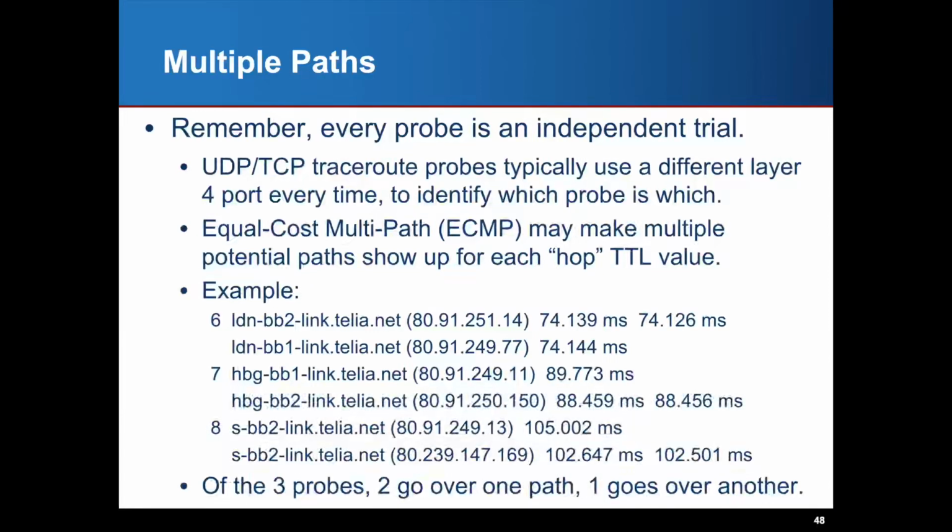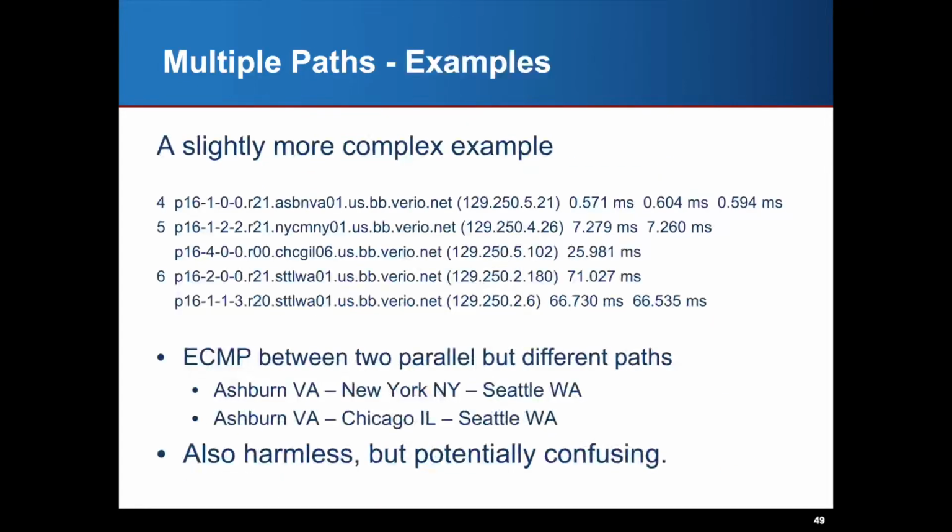I guess that 8th hop isn't, but it's actually the same device, but it's come over different links. Of these 3 probes, 2 go over one path, 1 goes over the other. So how do you know what you're looking for when you see that?